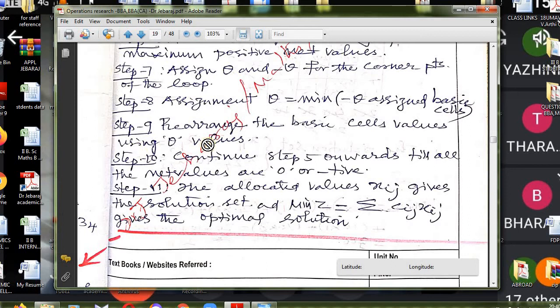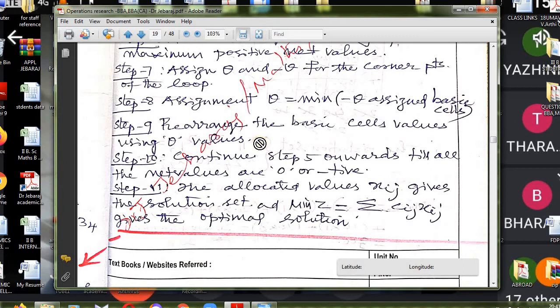For these new basic values, you calculate the total transportation cost. So definitely it would be less than or equal to the previous method, that is LCM and NWC or VAM. So step number 9 gives you restructured basic values, and that will give you less transportation cost than the previous methods or equal to that.